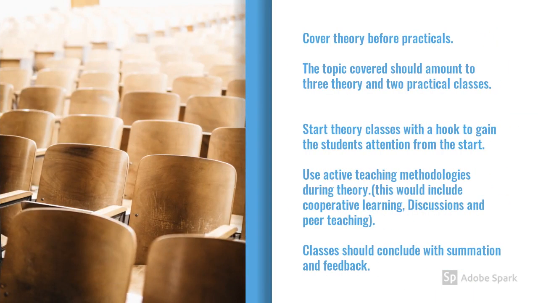Now that the possible difficulties that students may encounter have been identified and overcome, attention should be placed on the class structure and layout. Ideally, theory classes should occur before practicals, so the students have a basic understanding of the principles involved in the experiments. Theory classes should begin with a hook to keep students engaged, then the main body which involves active learning methodologies, before concluding with summation of content and feedback.